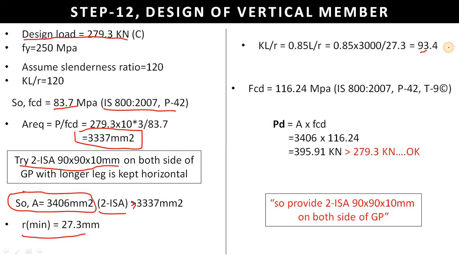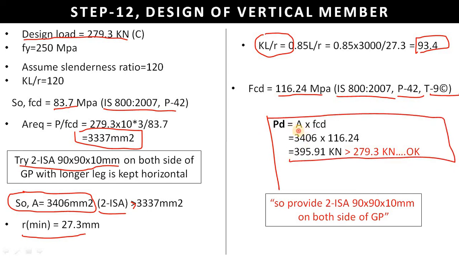In our case the KL by r ratio we have obtained as 93.4, and lastly we will find the value of fcd as per the new KL by r ratio. So we will have the value of fcd as 116.24 Newton per mm square from IS 800 page number 42 table number 9C. So we will have the compressive force Pd as area into fcd. So the area will be the new area which we have obtained by using 2 ISA 90 cross 90 cross 10, into the new fcd which we have calculated as per the new KL by r ratio.